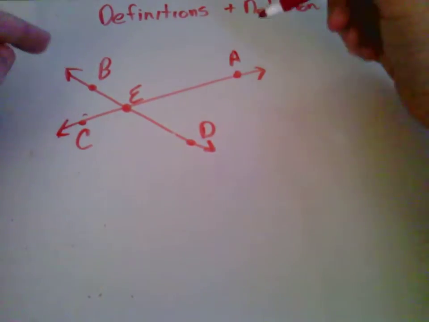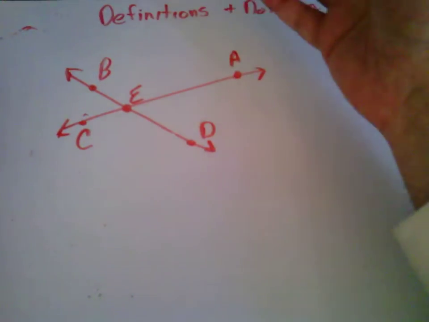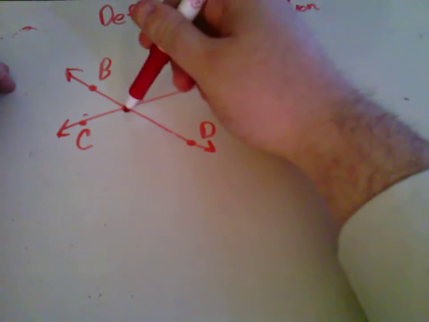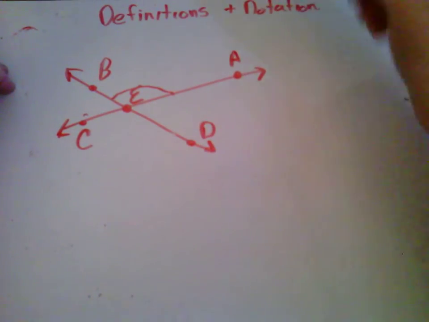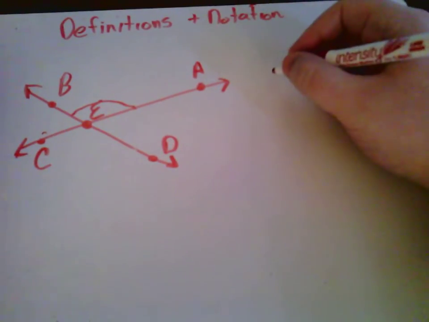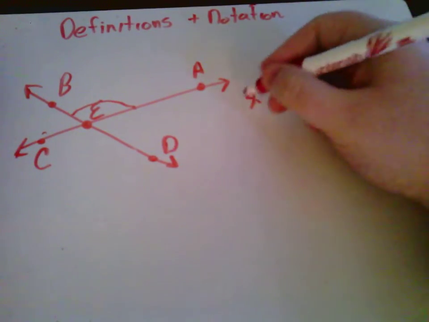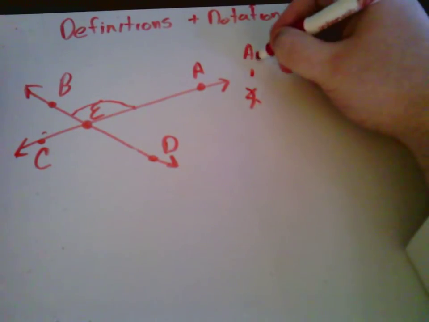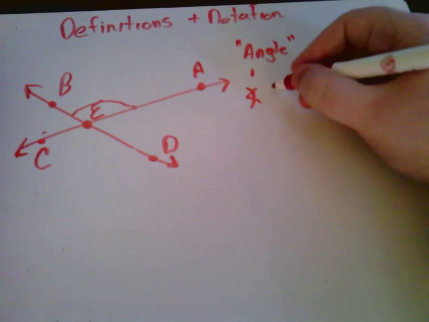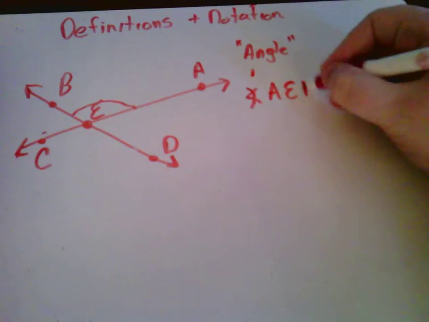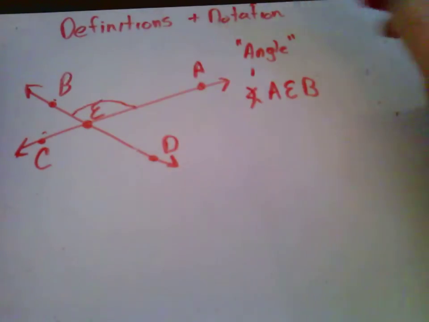All that means is that if we have two lines that intersect and they're not a straight line, well, if they were both, that would mean they were both the same line. But two lines are intersecting, we have an angle right here. We can denote that angle in a couple of ways. The first way is angle. Use this symbol here, which represents angle. A, E, B. Okay? Angle A, E, B.